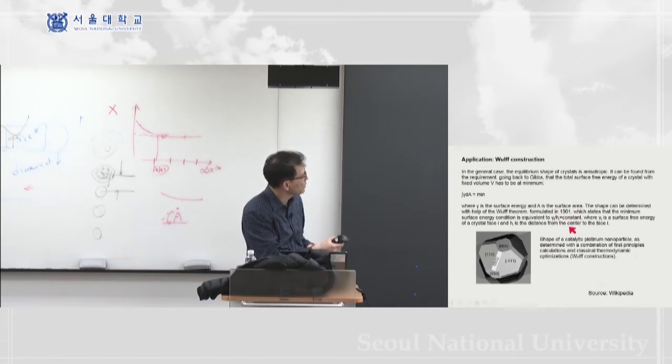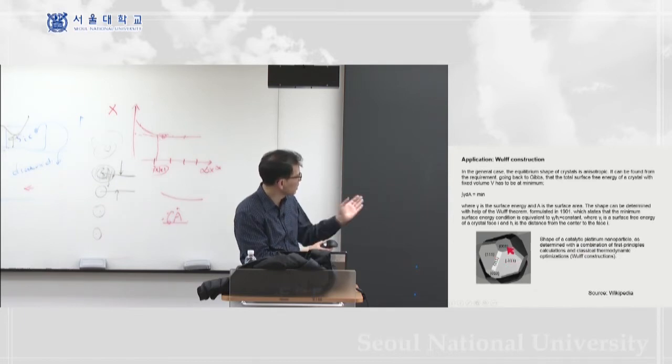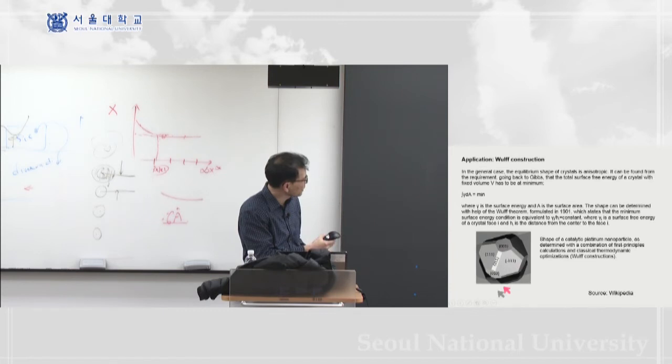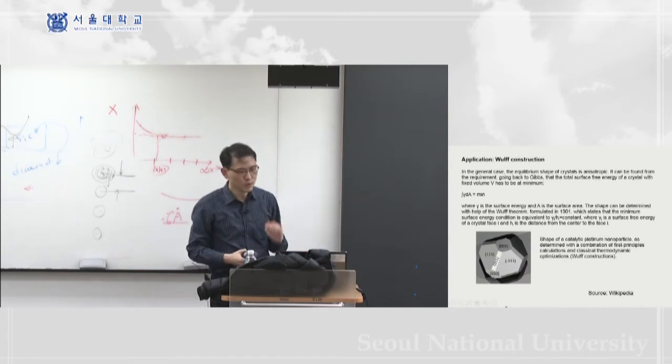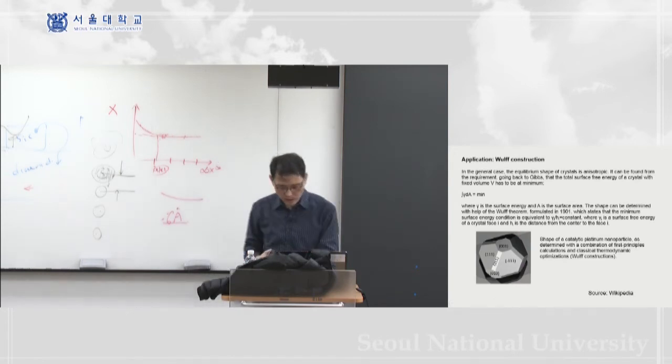By following this condition, you can predict the shape. For instance, this is an example of a platinum nanoparticle, and the 111 has the lowest surface energy, and maybe the 100 is next, or maybe the 110 is next, followed by 001. Using this Wulff construction, you can predict this kind of shape of the nanoparticle. All right, so that's one application of using this surface energy.